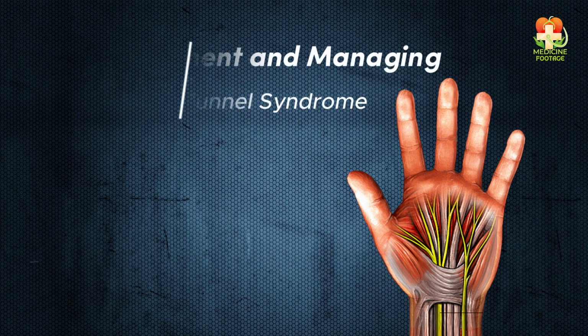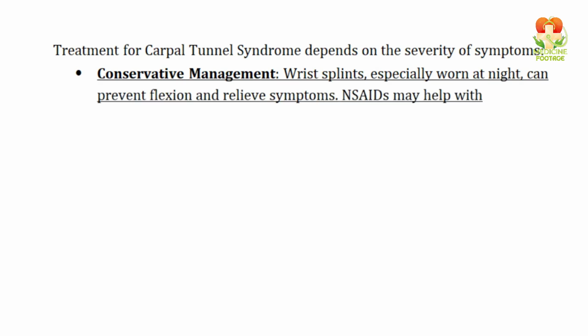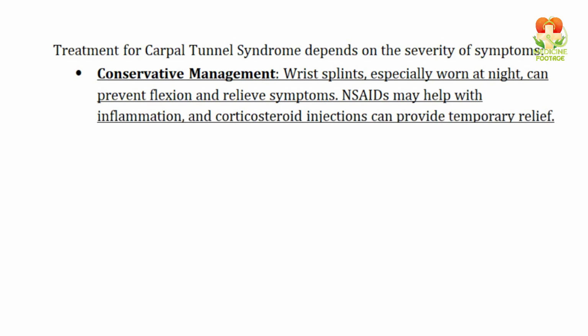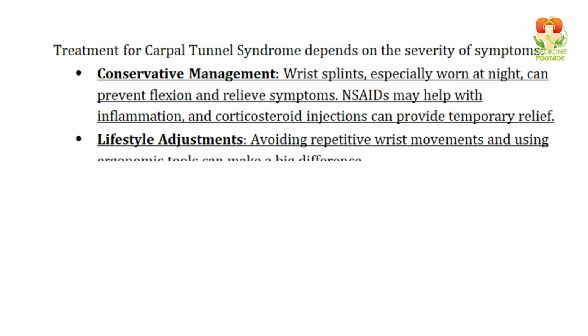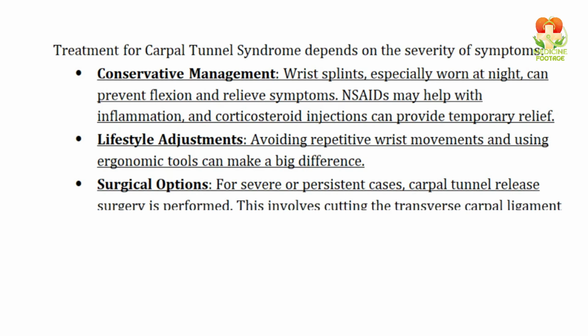Treatment and managing carpal tunnel syndrome. Treatment for carpal tunnel syndrome depends on the severity of symptoms. Conservative management: wrist splints, especially worn at night, can prevent flexion and relieve symptoms. NSAIDs may help with inflammation, and corticosteroid injections can provide temporary relief. Lifestyle adjustments, avoiding repetitive wrist movements, and using ergonomic tools can make a big difference.